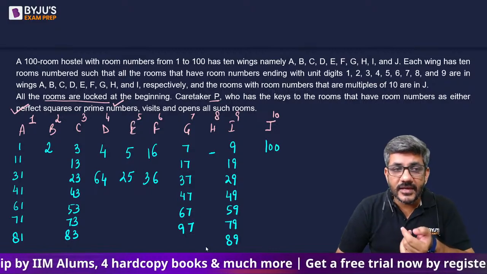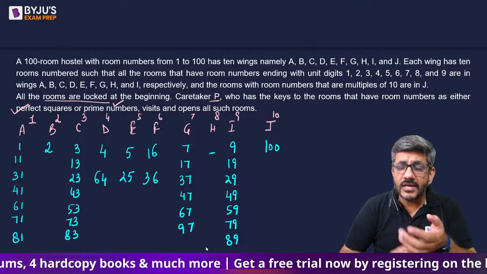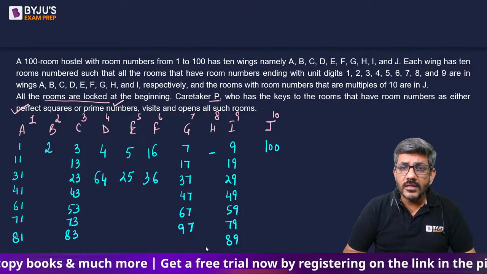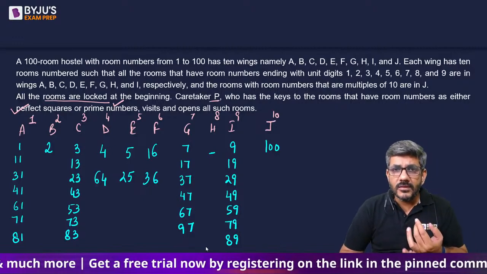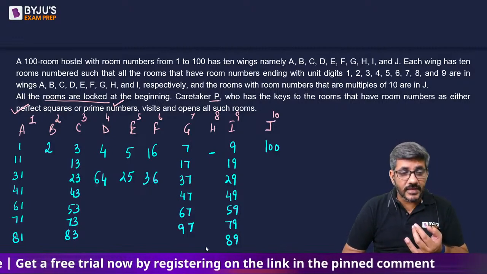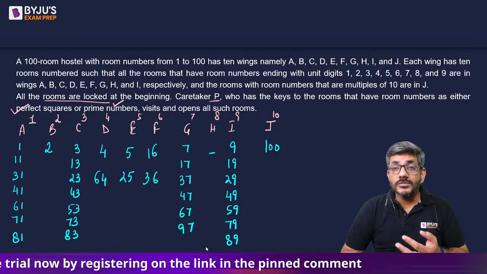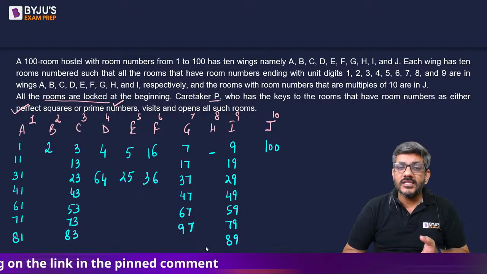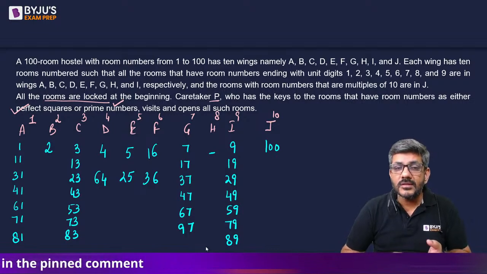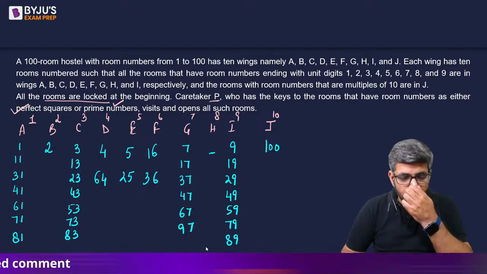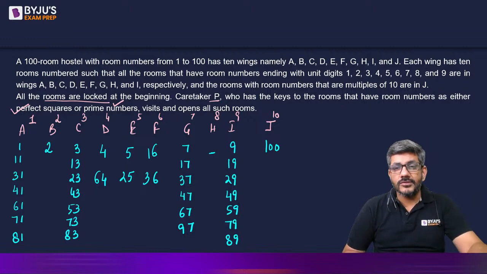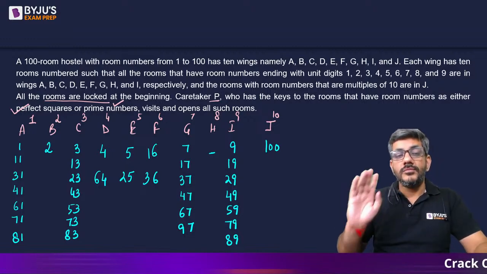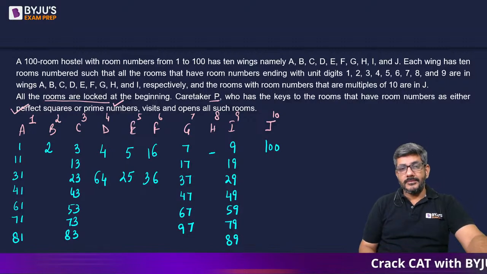7 numbers are there in A now which are open. So 7 rooms are there in A which are open. 7 rooms in wing B are open. And 7 rooms in C are open. 2 rooms in D are open. 2 rooms in E are open. 2 rooms in F are open. 6 in G. No room in H is open. 7 rooms in I. And 1 single room in J is open. All other rooms are locked.